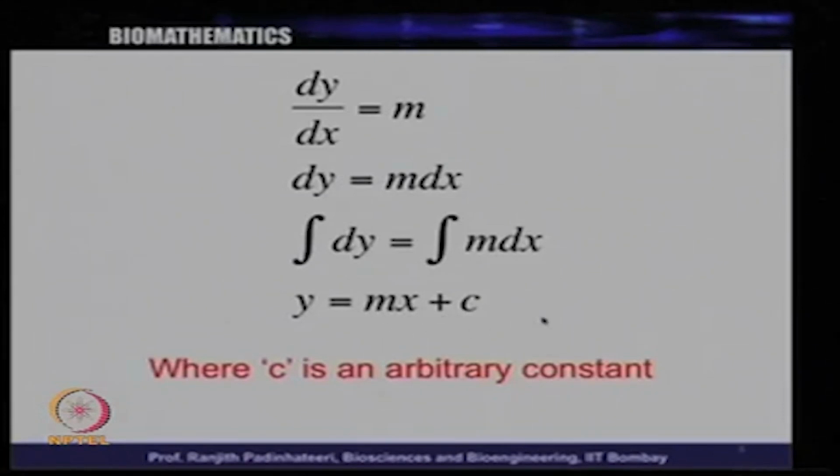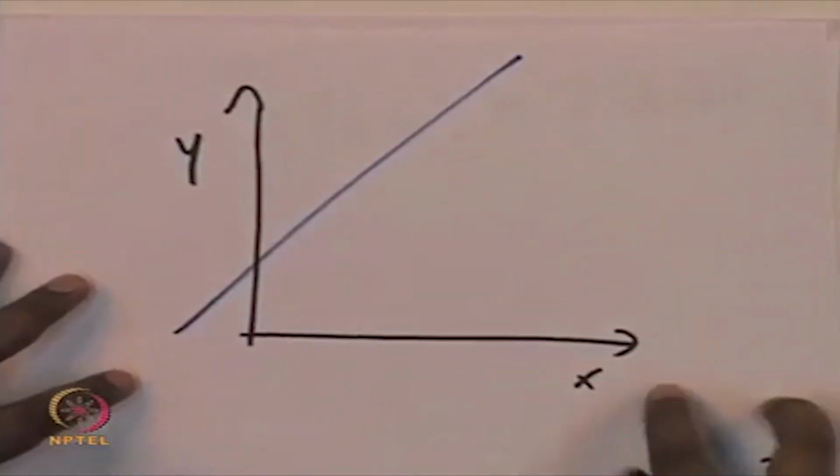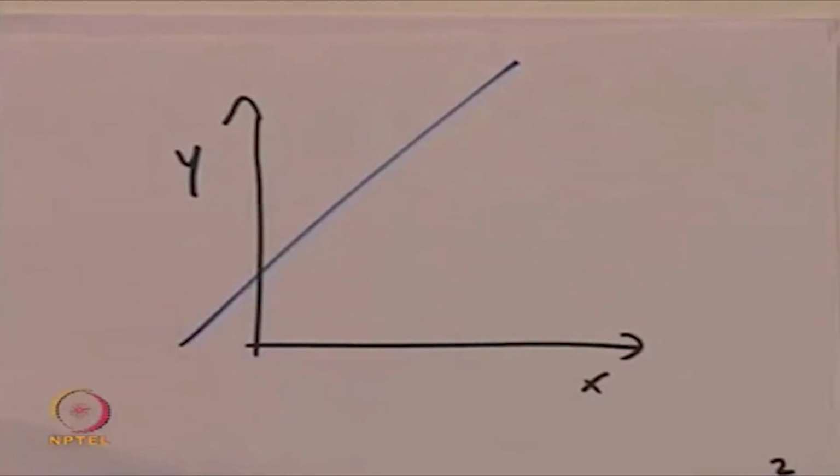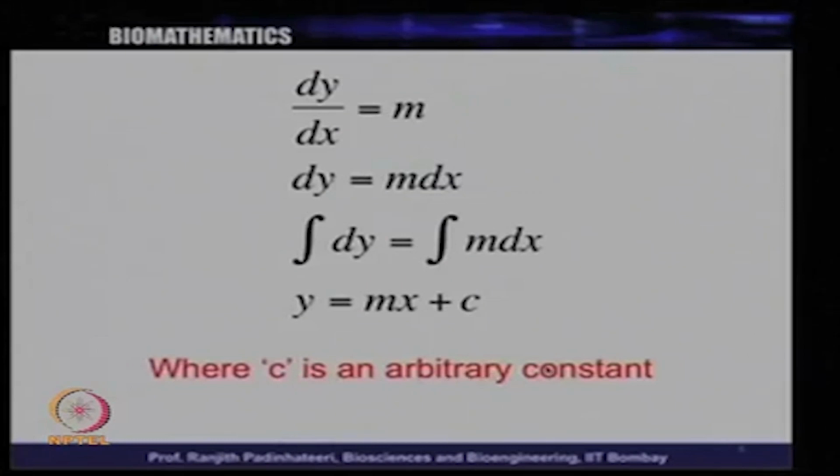You know that y equals mx plus c is a straight line, and so the one we drew here, the y equals mx plus c line, is a straight line and this is basically the answer. But as in the slide here, we say that c is an arbitrary constant. So, c could be anything, c could be 0, 1, 2, 3, minus 1, minus 2, minus 3, anything.